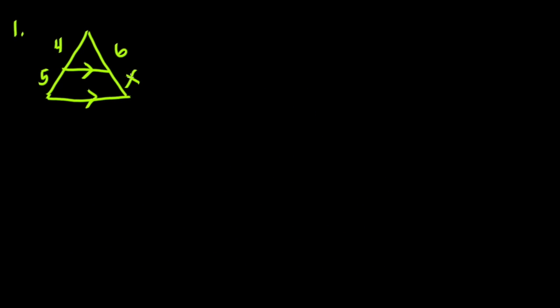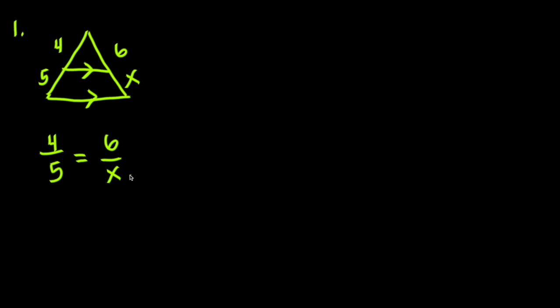Alright, so for these problems, we need to solve for x. Let's go ahead and use the triangle proportionality theorem, which we just learned, to try to solve for x here. So we can go ahead and say that 4 over 5 is going to equal 6 over x. Notice how both 4 and 6 are on the top of our fractions here. Same thing goes for 5 and x.